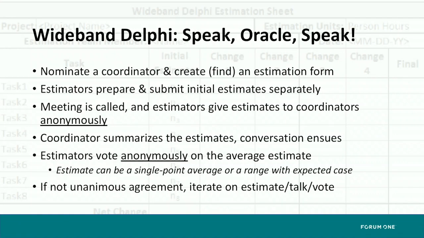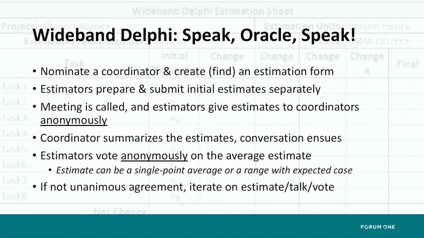So to do Wideband Delphi, you get people in a room, you nominate a coordinator, and you find what's called an estimation form, which basically is a form that says, here's a feature, and here is what I think it's going to cost. And the estimators, let's say there's 4 or 6 of them, could be smaller, could be more, but probably you don't want too many, prepare and submit initial estimates separately. And they give those estimates to the coordinator anonymously. That's the key thing. So each person is estimating separately. The estimates are anonymous. The coordinator summarizes the estimates, comes up with an average.